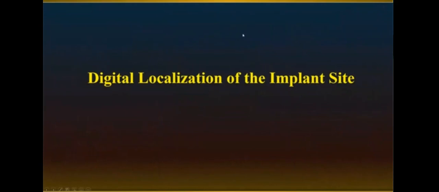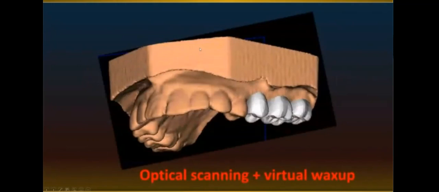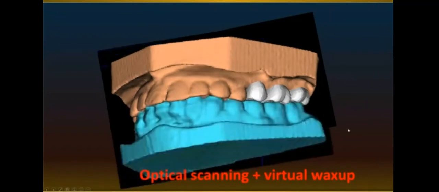The second method is digital localization of the implant site. Here it involves incorporation of the CBCT of the patient with the surface scan of the patient's mouth or the patient's model. The first step is to scan the patient's model with a desktop scanner or an intraoral scanner and make a digital wax-up on the computer. It will be made based on the adjacent as well as the opposing teeth. So here I determine exactly the location where I want to put an implant.